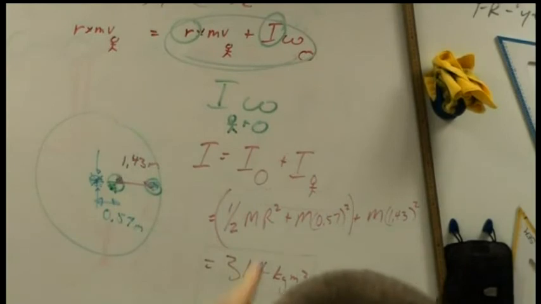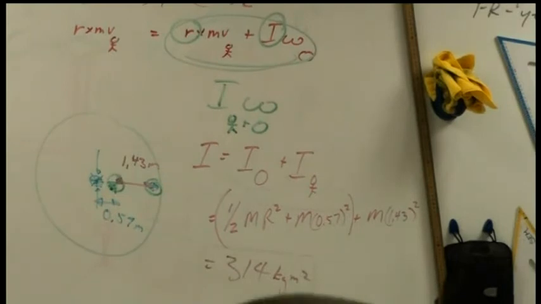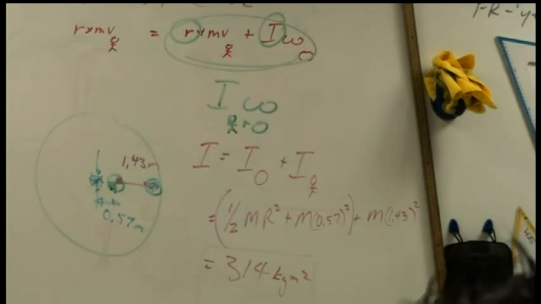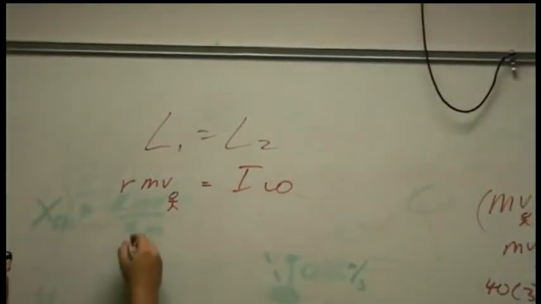Okay, so where were we? Angular momentum: L1 equals L2. All we had before was RMV for the boy. All we have afterwards is I omega for the whole thing. Now, careful everyone. RMV, finding omega. The mass of the boy is easy.